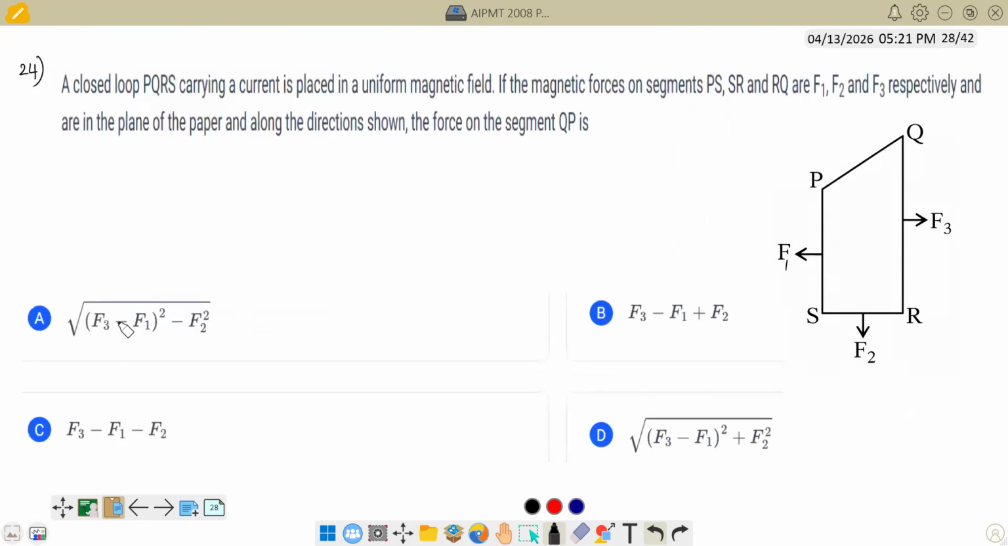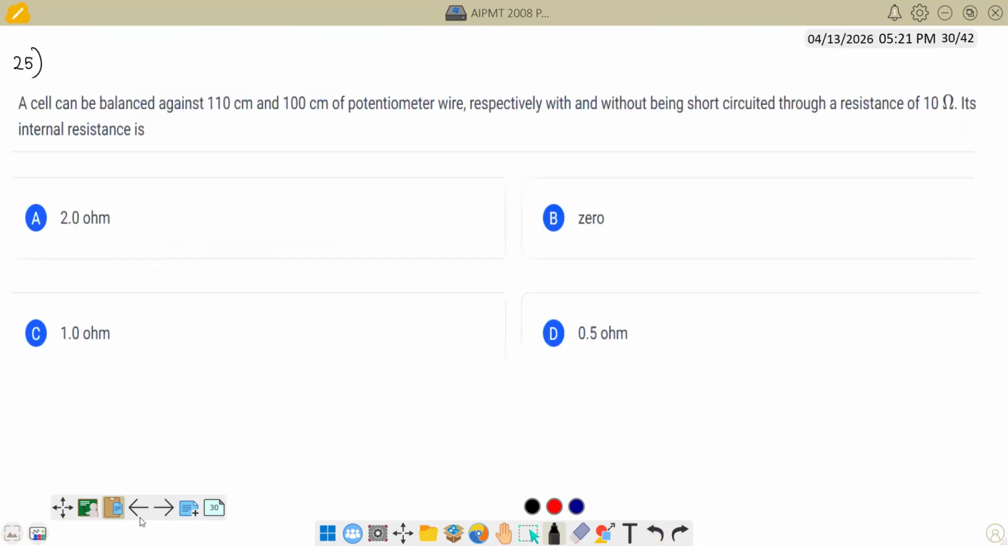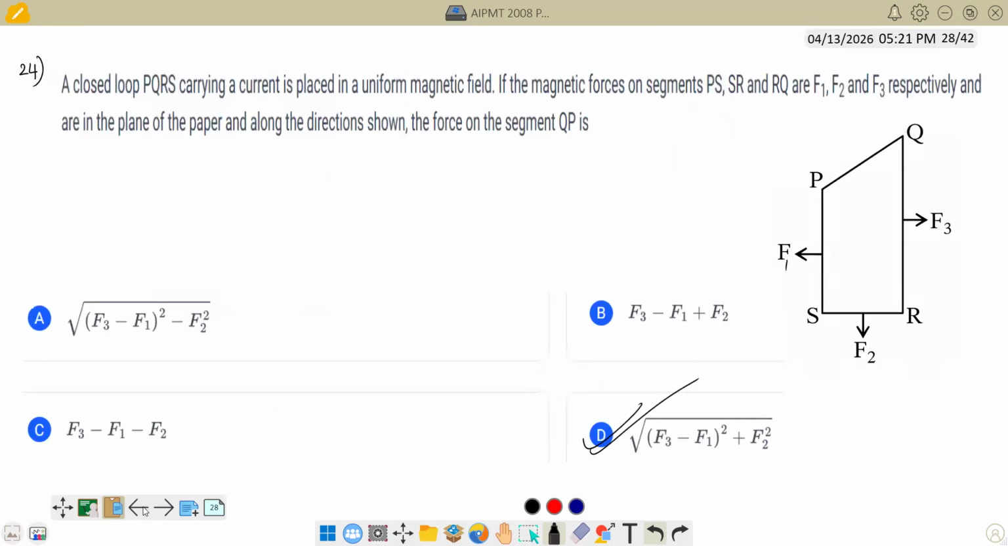Whether you say (F1 minus F3) whole square or (F3 minus F1) whole square, it doesn't matter. Both are the same. So the answer would be option D. But technically, to explain, you solve it in many steps like this. As a student, since the net force is 0, I would directly say this should be F3 minus F1, and here I must get F2. So simply root of (F3 minus F1) whole square plus F2 square, since the magnitude should be equal. That's how I would have done it in one step.